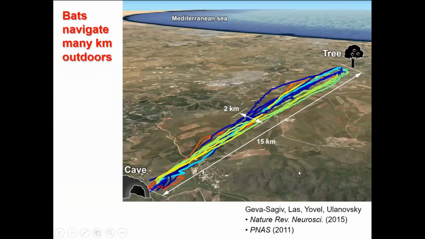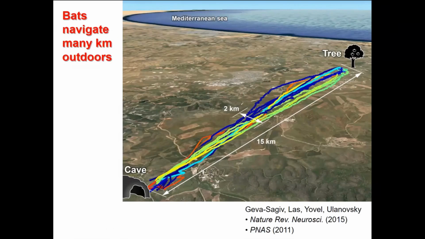And just to give you the intuition for what we are going to look for here, or what is the problem. If you look at this example of this bat that I already showed you before, it's flying from the cave to the tree, and the volume that it's covering is huge. The volume in this particular case is 15 kilometers long. It's like a cylinder that's 15 kilometers long by 2 kilometers wide, approximately, by half a kilometer high.